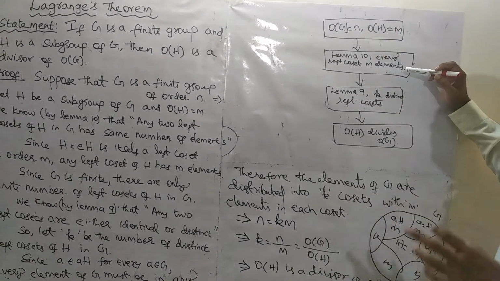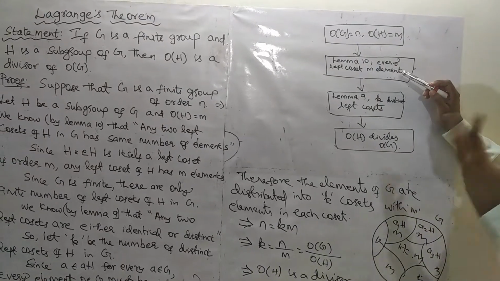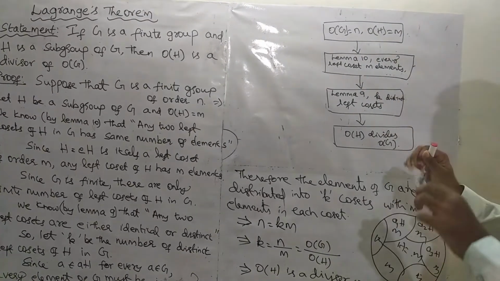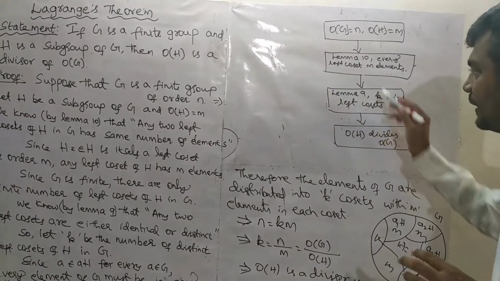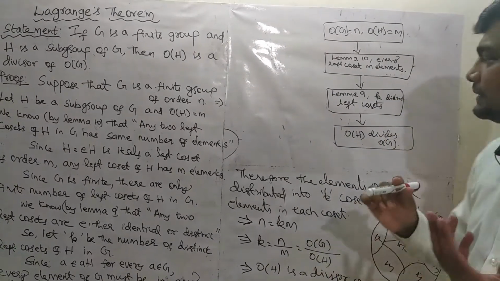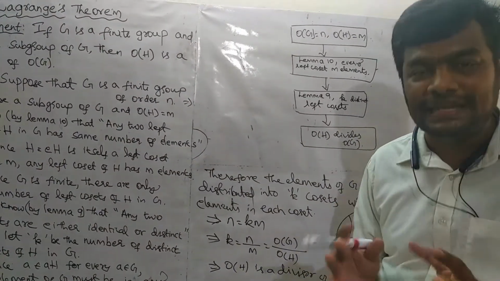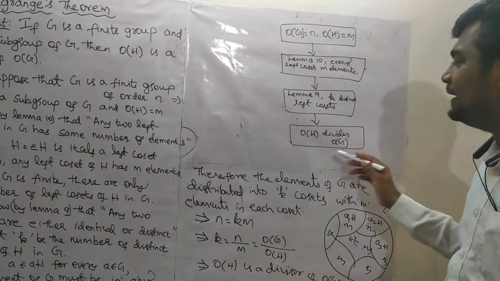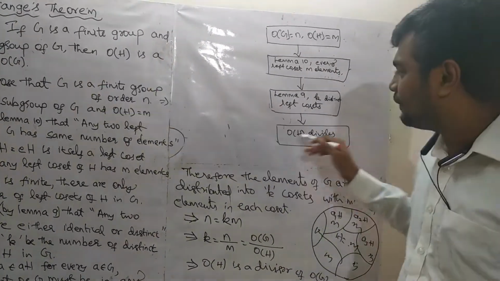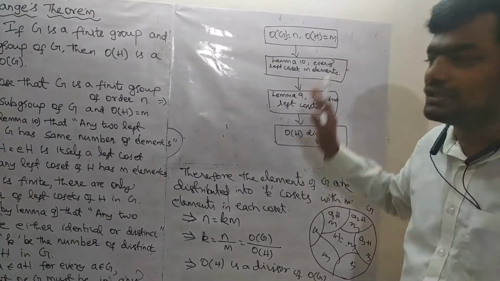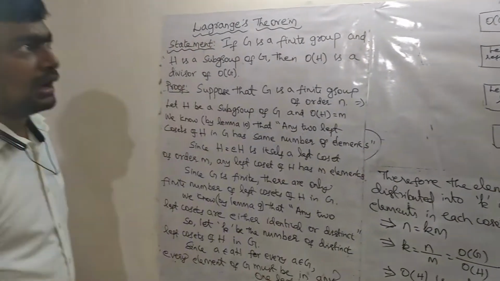In the second step, we will use lemma 10, which we have already studied, and we will prove that every left coset has m elements. Step 3, we will use lemma 9 and we will prove that k distinct left cosets will be there in G. Finally, we will prove the order of H is a divisor of order of G. These are the 4 steps we are going to see here.